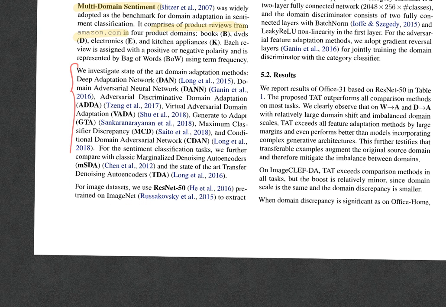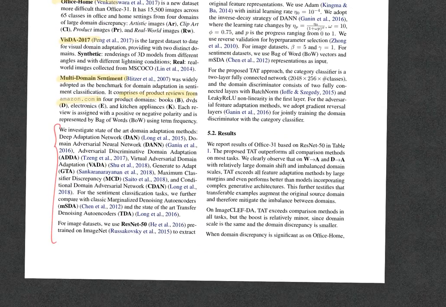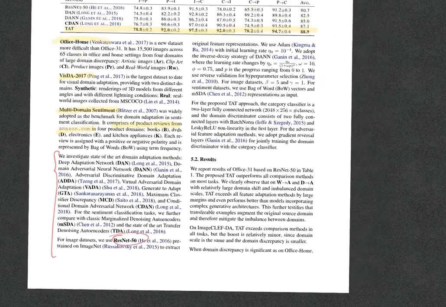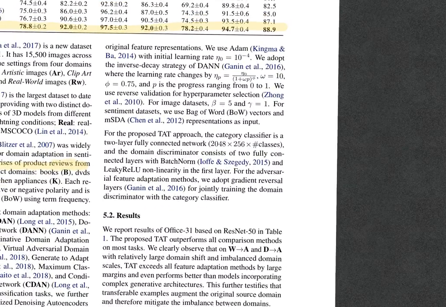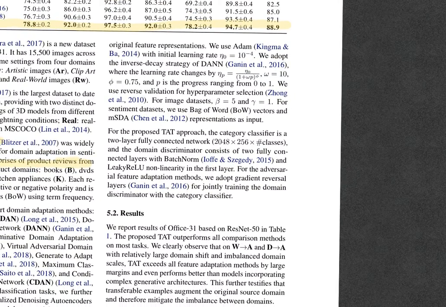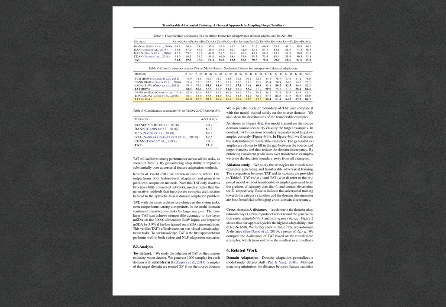They talk about the models they choose to work with here. For image datasets, they focused on ResNet-50, pre-trained on ImageNet, to extract the original representations that they want to work with. For optimization, here they have some important information. They use Adam with an initial learning rate of 1e-4. They have an inverse decay strategy, and they have this learning rate change. We can see that the results on other datasets are also pretty consistently good.